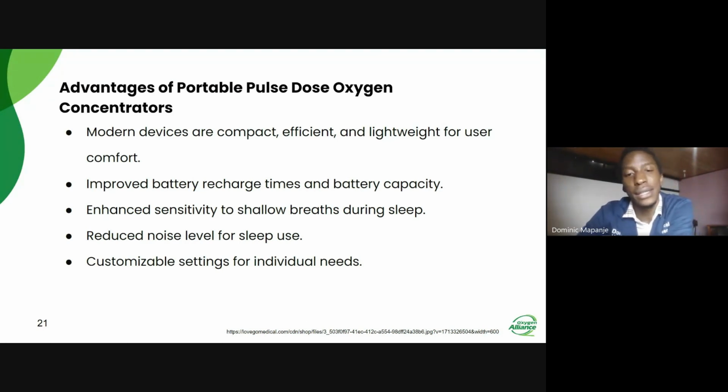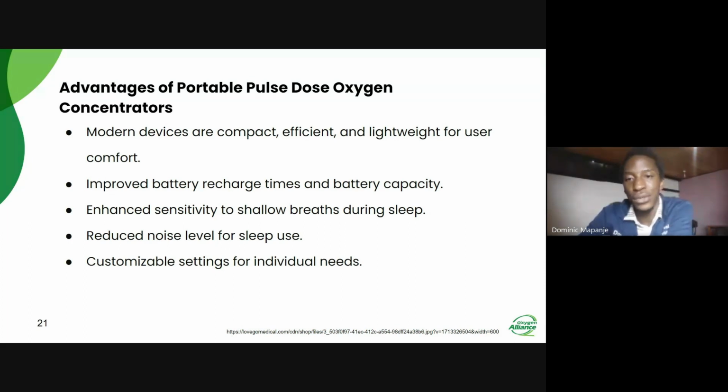And also it has been said that they detect breaths. It should be known that these modern devices also have greater sensitivity to shallow breaths, especially during sleep and also when you are doing activities that require pattern changes in breaths. They also have reduced noise levels. This comes in handy when you are doing your everyday work. You don't want a noisy machine by your side, and also during sleep, because you do not want a machine disturbing your sleep with the noise. And these modern devices have been made with simple customizable settings, which can be tailored for individual needs.